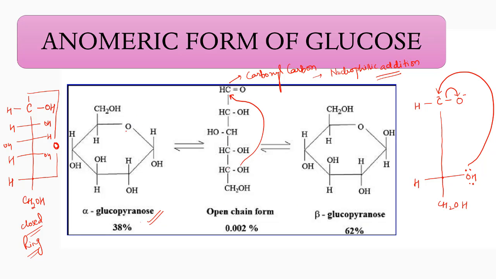Now the alpha form is, you can see the anomeric oxygen, this oxygen. If the anomeric oxygen is having the OH group on the first carbon, you can see the OH group on the first carbon is on the right hand side. Here in the example I have drawn, the anomeric oxygen is this oxygen and the OH group is on the right hand side on the first carbon. Then it is known as what? The alpha form. Alpha form.